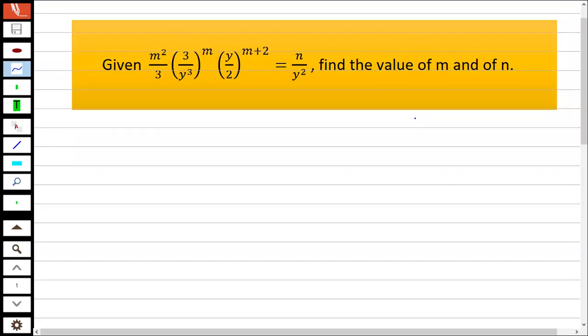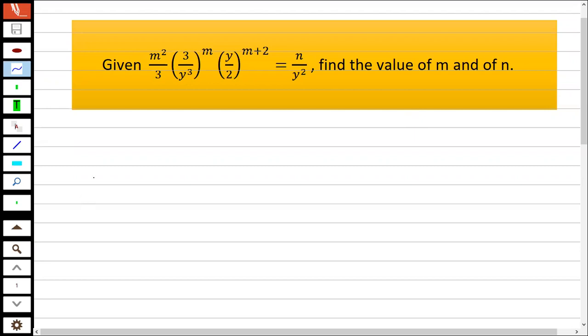Hi students, welcome back. In this question, we're going to discuss the concept of indices. This question is going to test your indices level. Okay guys, let us move on to the question. Let us see the question.